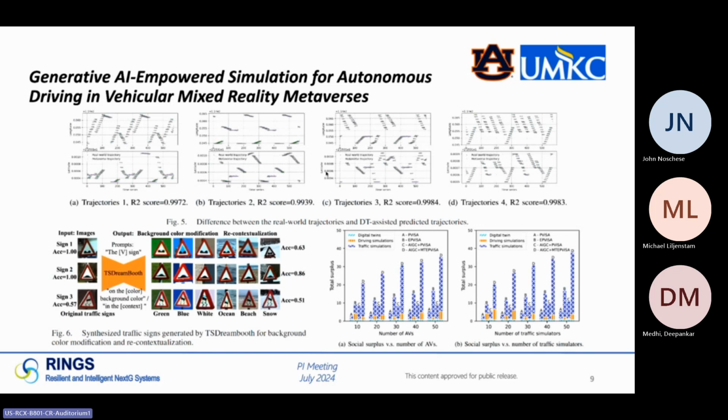And this shows the results for this auction mechanism. And you can see the social surplus achieved by this AIGC plus this auction mechanism gives you the best result.